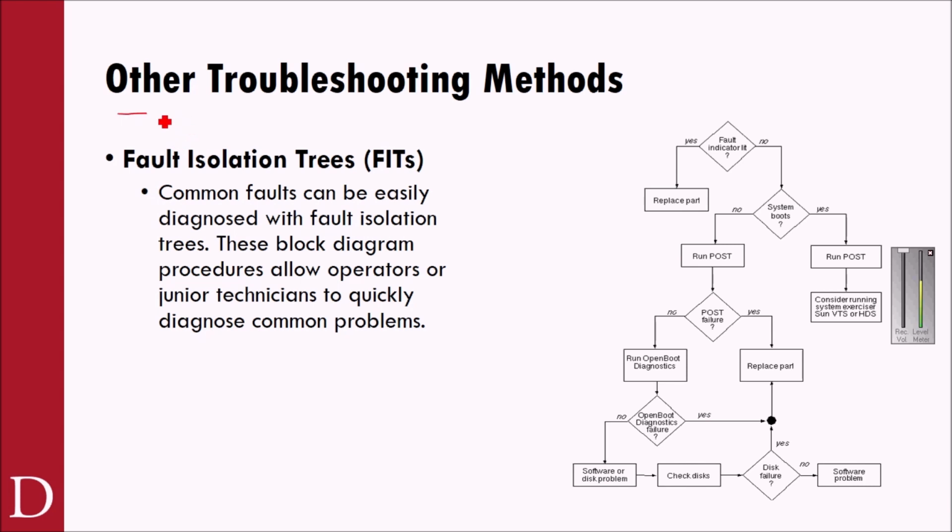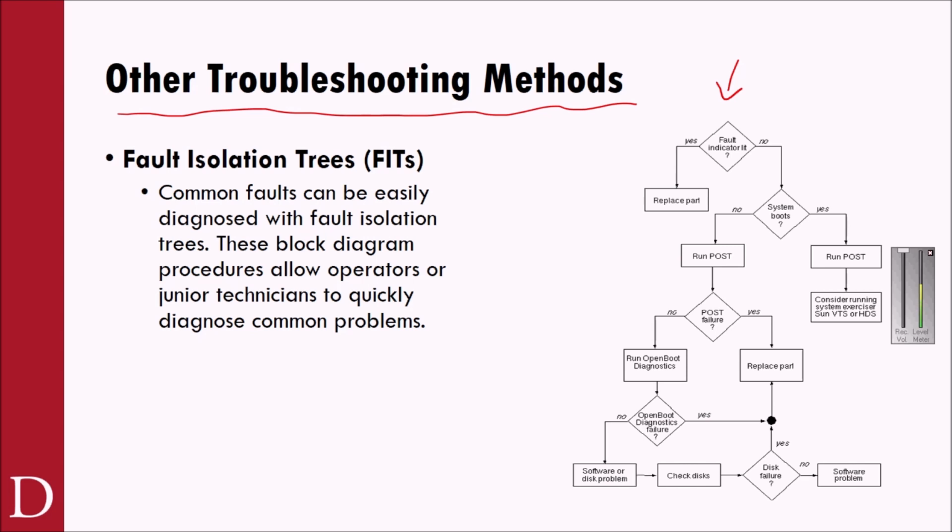Some other troubleshooting methods. One of my favorite ones here, when you get into a lot of your machine manuals, so you've got some equipment manuals, engineers will typically try to create what I call fault isolation trees, or FITs. So if there's a common fault that might happen, they might create a fault isolation tree in the manual to tell you how to overcome that fault. So common faults can be easily diagnosed with fault isolation trees. These block diagram procedures allow operators or junior technicians to quickly diagnose common problems.